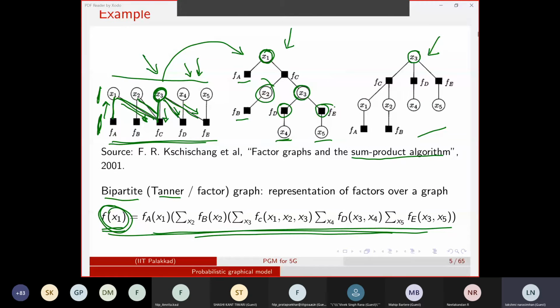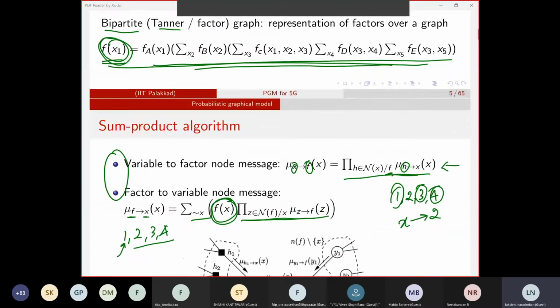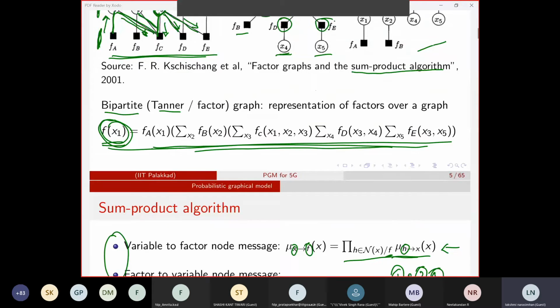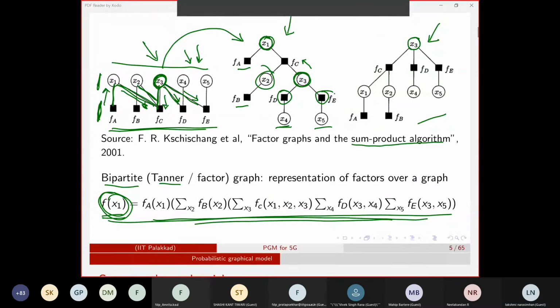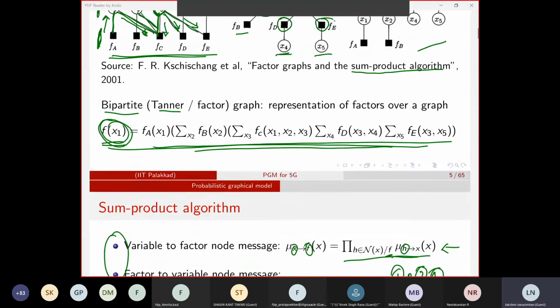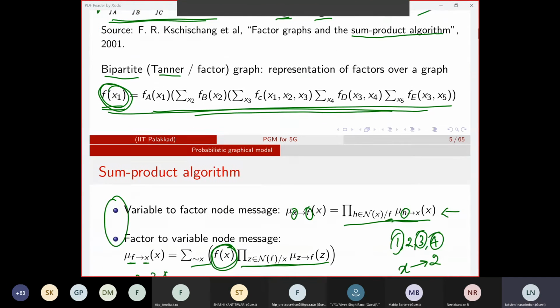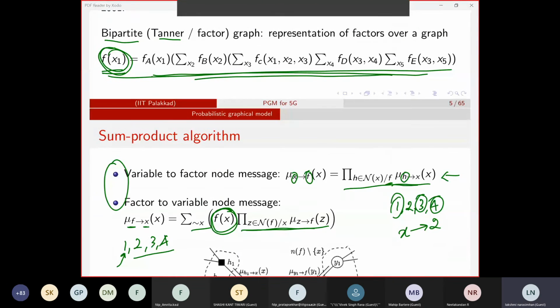And now let's try and find out what is the message at x3. What is the message that is sent from x3 to fc? So x3 to fc is the factor, okay, so before that, maybe we'll find out what is factor to variable node. So let's say what is the message that is computed at fd? So we'll use this rule.